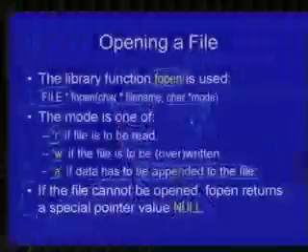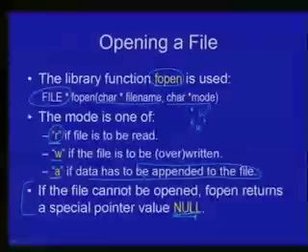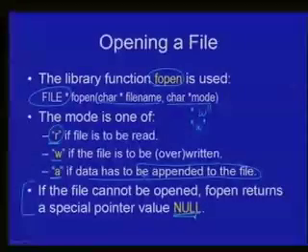If anything goes wrong and the file cannot be opened, then fopen returns a special pointer value NULL, which we'll also have occasion to see in the next lecture. This is a very useful pointer value, but essentially this is a special pointer value. It does not point to any legal memory location.